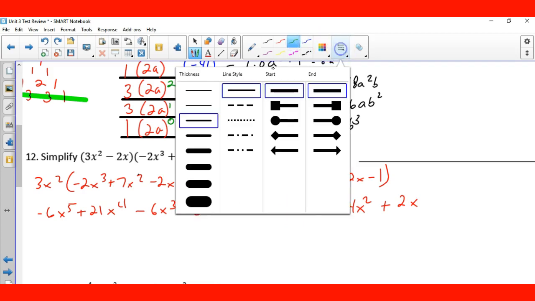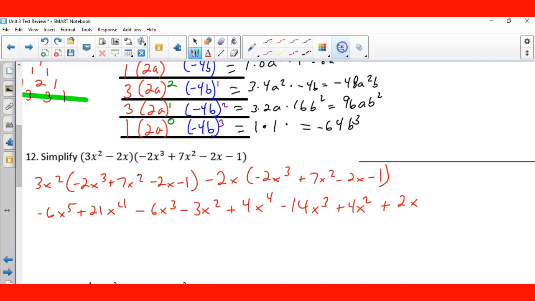Alright. So we have, let's see, the highest degree I see, this is a 4, by the way. The highest degree is negative 6x to the 5th. Now we have the 4th, we have 21x to the 4th and 4x to the 4th. Well, that's going to be 25x to the 4th.